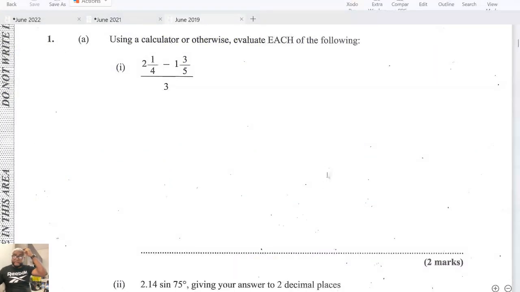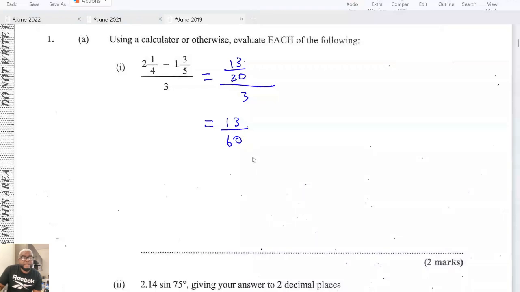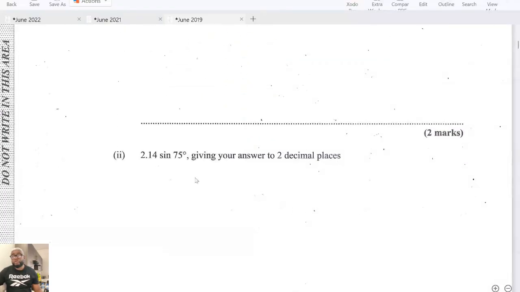2019, number 1. Right? Work on the top. What do you get when you work on the top? Anybody? Give me the answer for the numerator, which is 2 1/4 minus 1 3/5. 13 over 20 is the answer for the numerator, right? Divided by 3. What do we get? 13 over 60. Everybody get this? Correct. Full marks, right? And let's divide by 3.